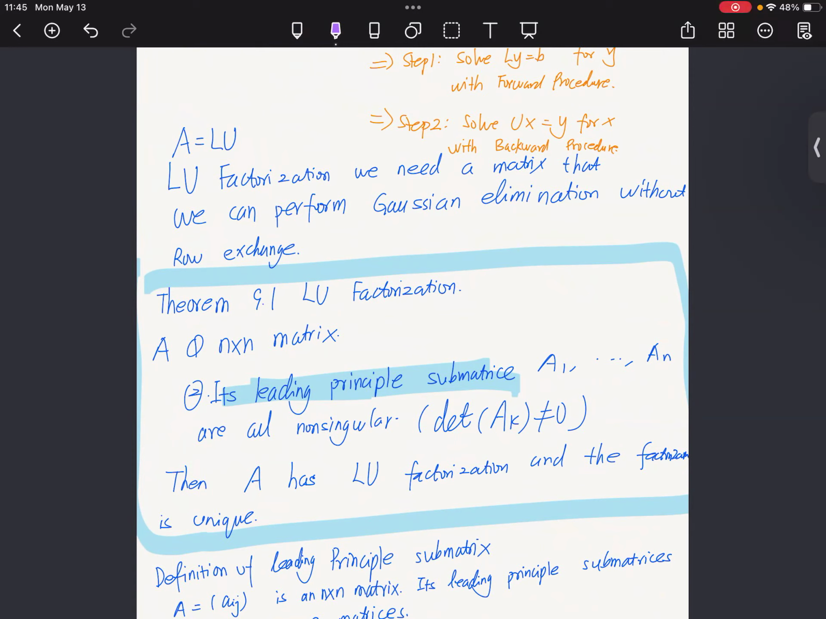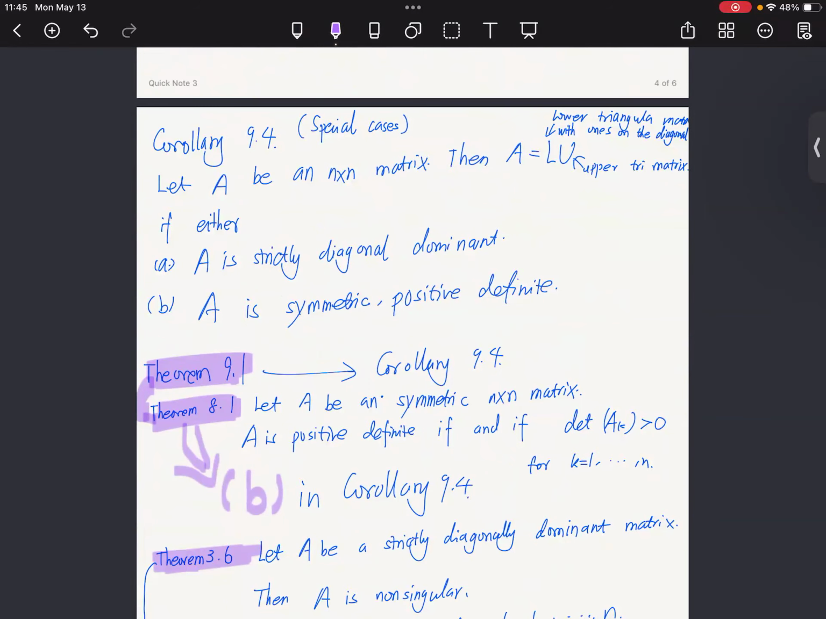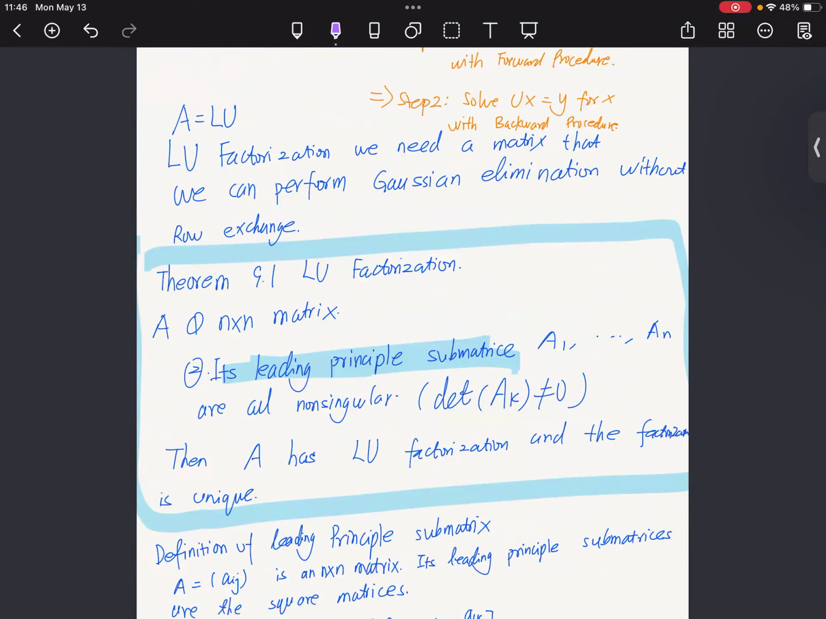So there are some cases that do not satisfy all the criteria in the corollary here, but they satisfy the criterion in Theorem 9.1, and those matrices still have LU factorization. Does that make sense? This one is the most general case, and the corollary is just two special cases. And this is the difference between them.